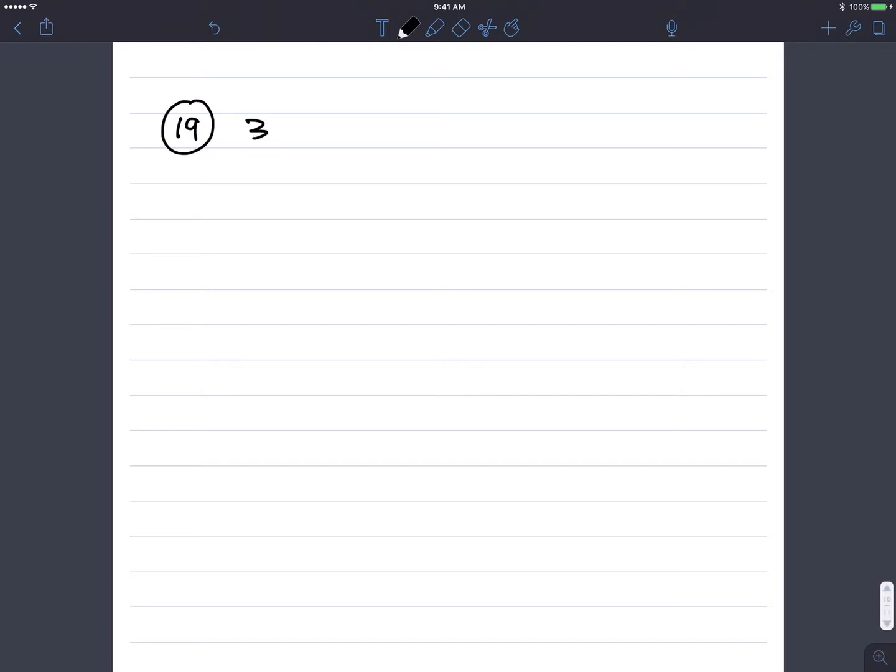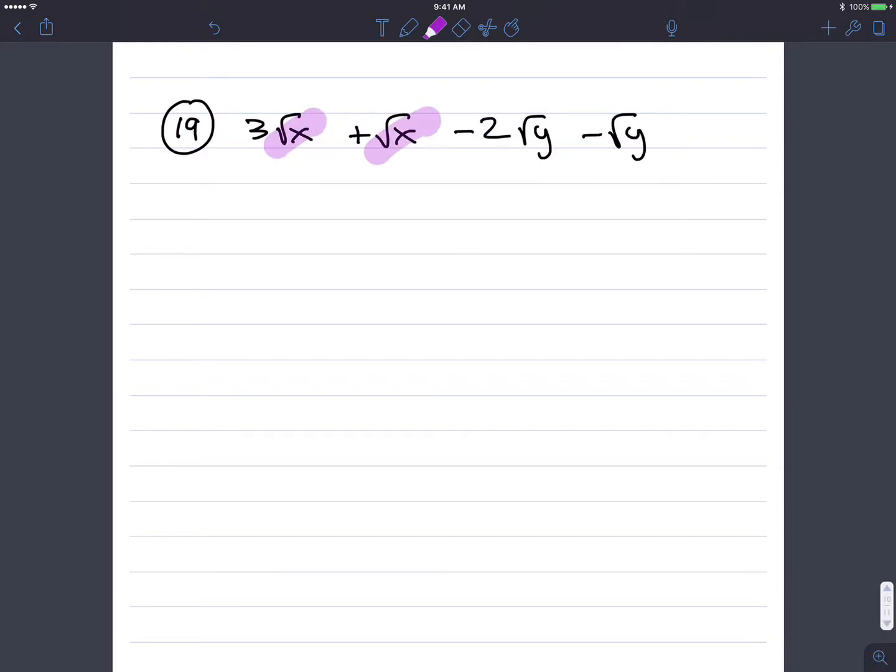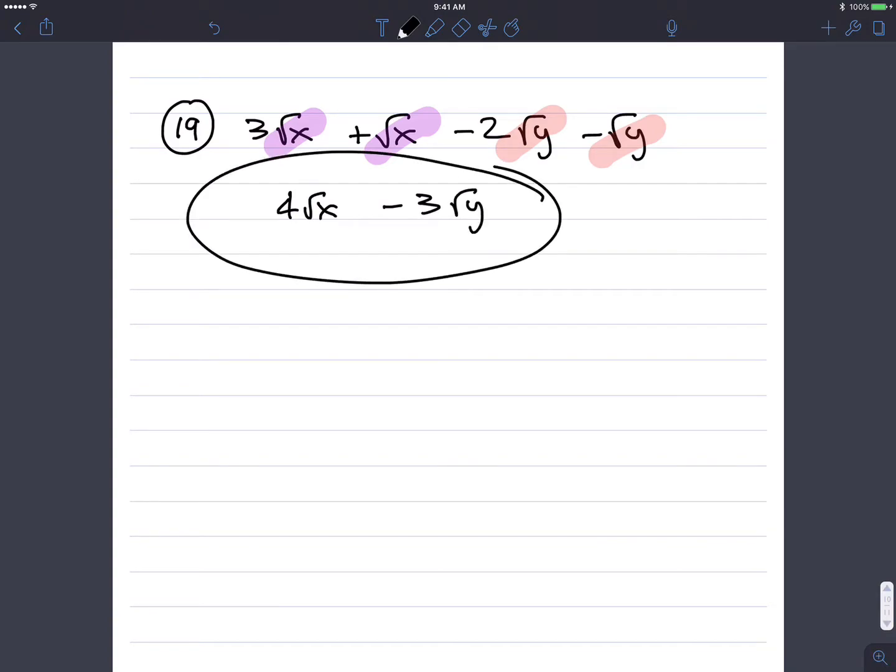Number 19, 3 times the square root of x plus the square root of x minus 2 times the square root of y minus the square root of y. I have 3 apples plus an apple is going to end up giving me 4 apples. I also have, well, I should say I owe 2 bananas and I owe another banana. So if I owe 2 and I owe 1, I'm going to end up owing 3 bananas. You're done.